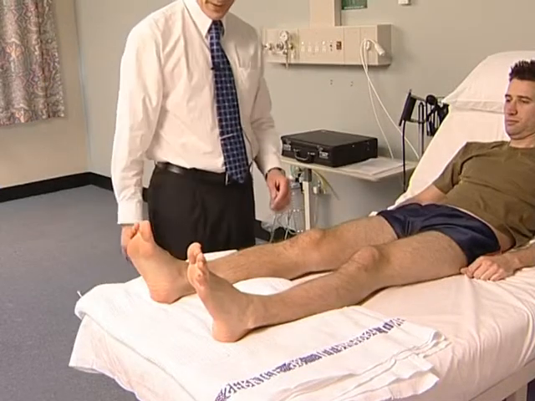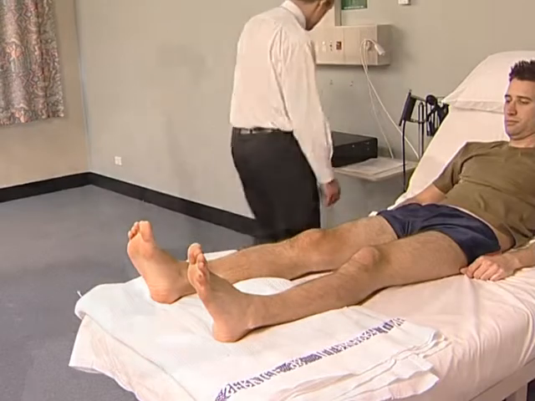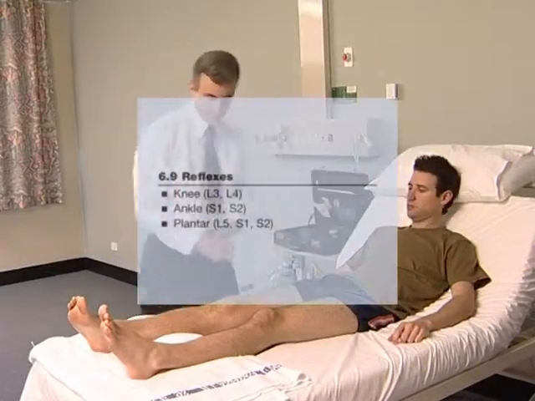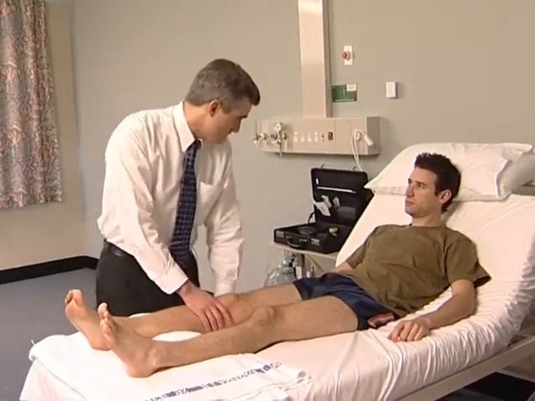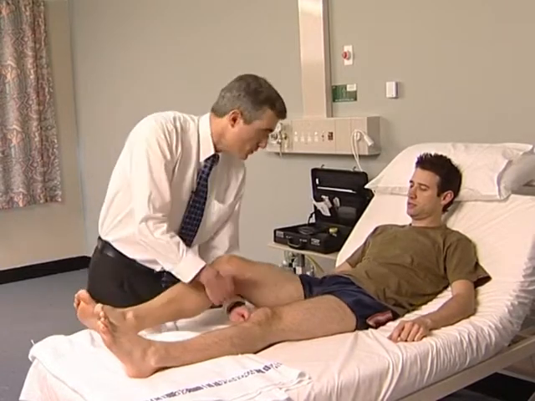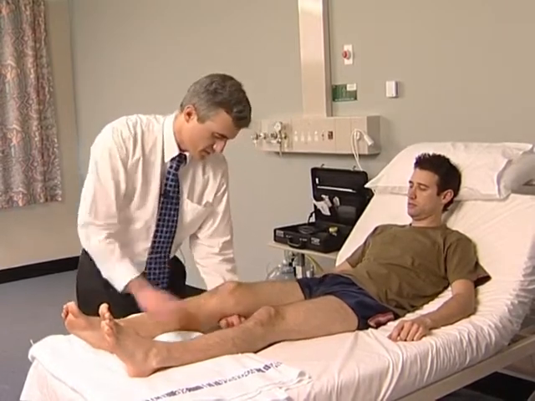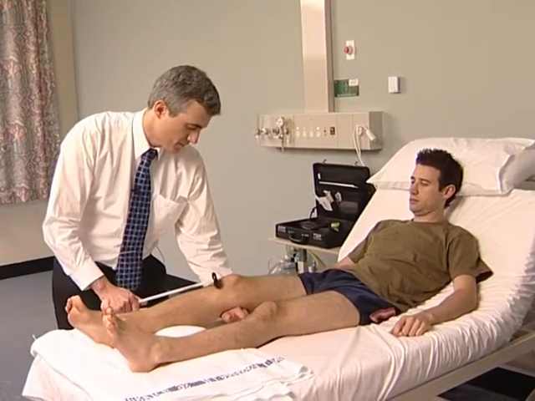Now test the lower limb reflexes. Begin with the knee jerks. Okay. Well, I'd like you to be relaxed again, and let me just take the full weight of your leg. All right. Normally, contraction of the quadriceps causes extension of the knee.